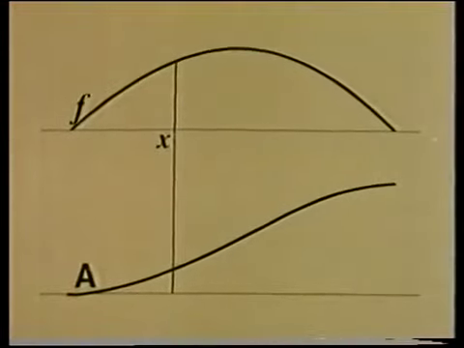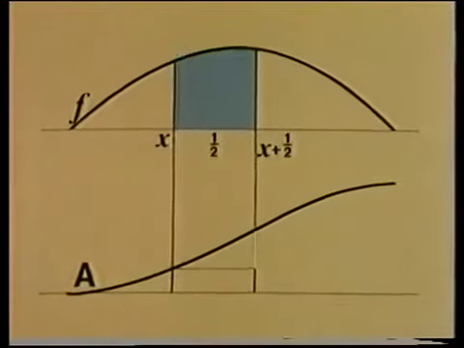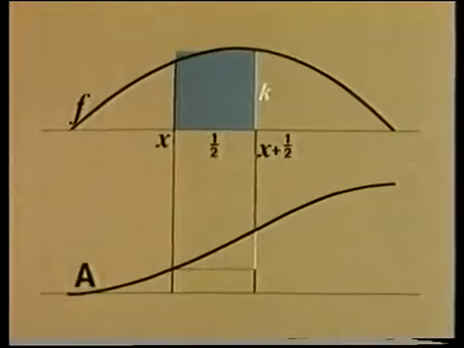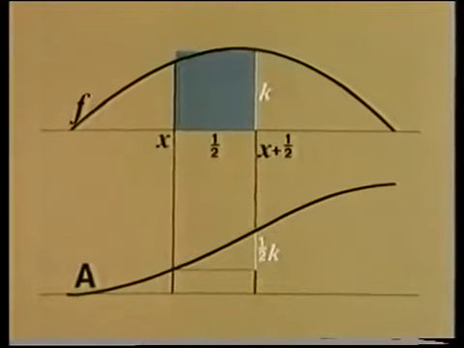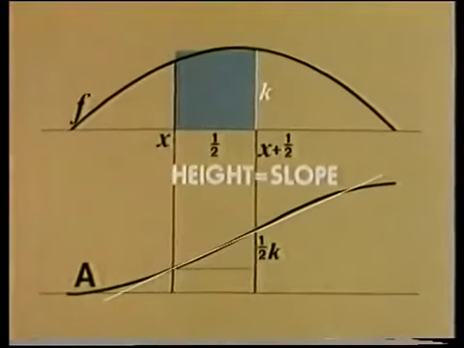Let's take a smaller area with base a half. We can do the same sort of rearrangement as before. Let's call the height of the rectangle we get k. Then its area is a half k. So the difference in function values for the area so far function is a half k. Now look at the slope of this chord. It's a half k over a half, which is just k. So k is the height of the rectangle and the slope of the chord.